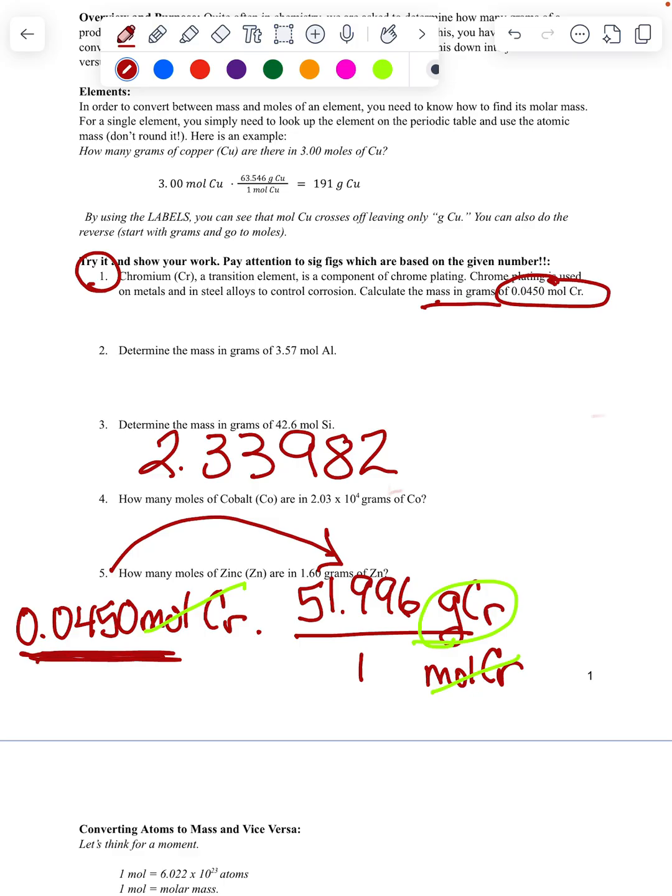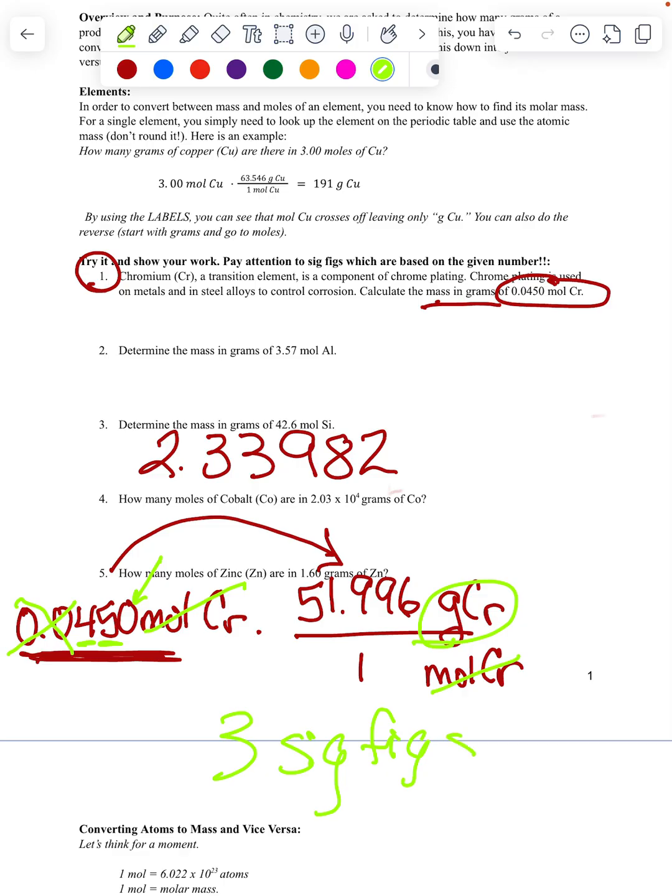I know this one was kind of mean. These zeros do not count. They are not trapped. They are not after the decimal and at the end. You know you count 4. You know you count 5. Yes, you count that 0. It is after the decimal and at the end. So we have 3 sig figs.